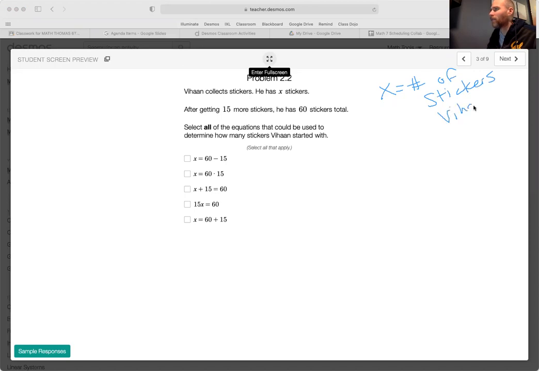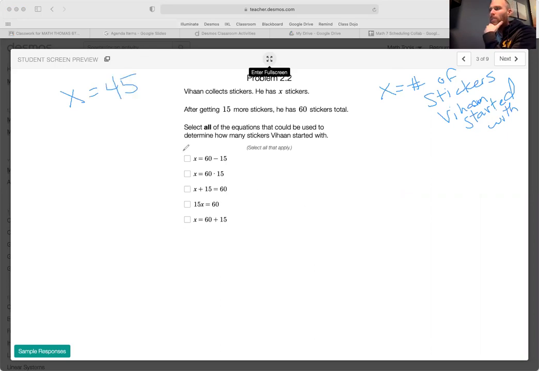Vihan started with. So what I'm doing right now is I'm defining the variable. It's a really good practice, and in fact, you should always do it. Anytime you're working with a variable, define it, which means somewhere on your page or on your screen, write what that variable actually represents or stands for. All right, and so we know, because we did the math on the previous screen, that X is supposed to equal 45.